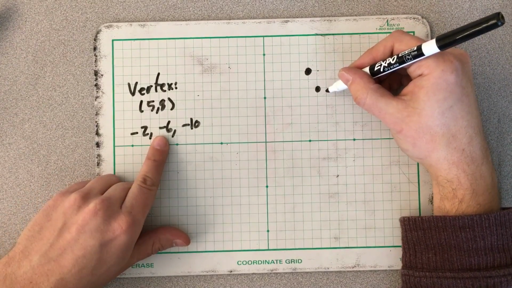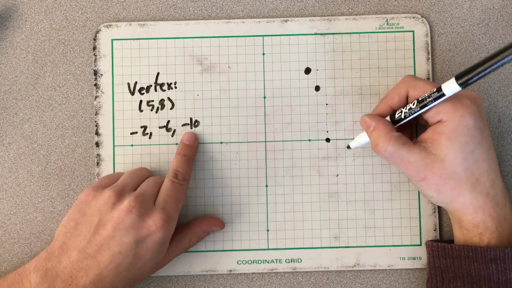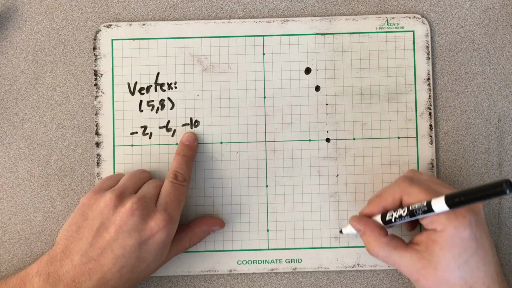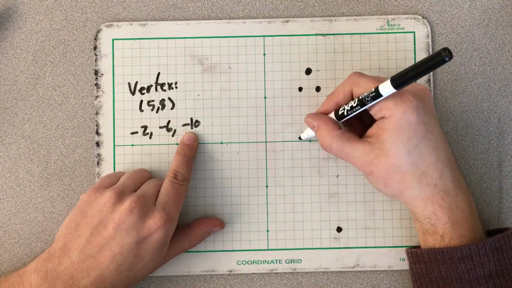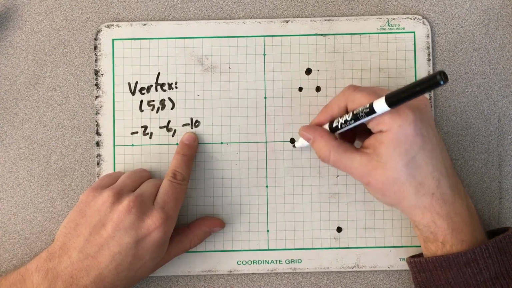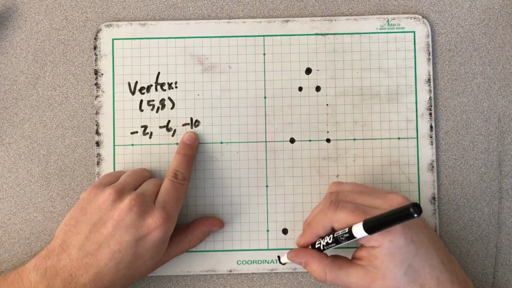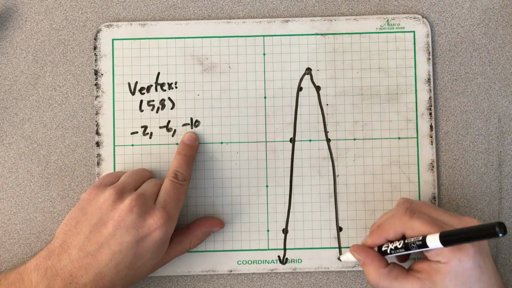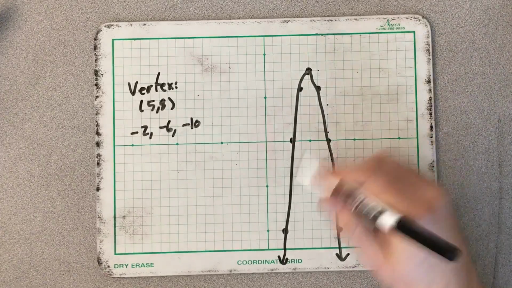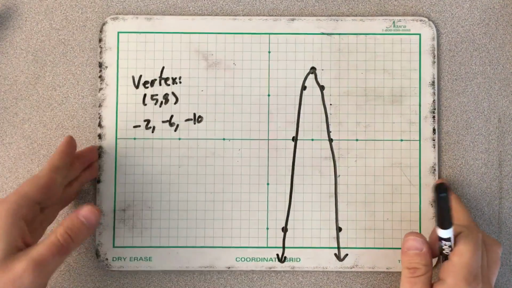Over 1, down 6. 1, 2, 3, 4, 5, 6. Over 1, down 10. And then I can make it symmetric. I can go back the other direction. And there's my parabola. I just have to connect the dots. Like that. That's simple. You can get a 5-point graph really, really quickly with this method.